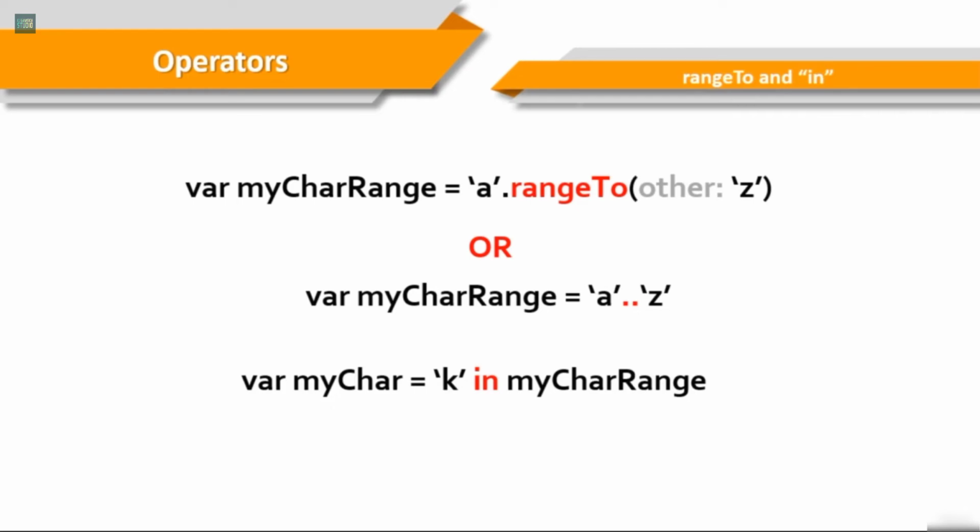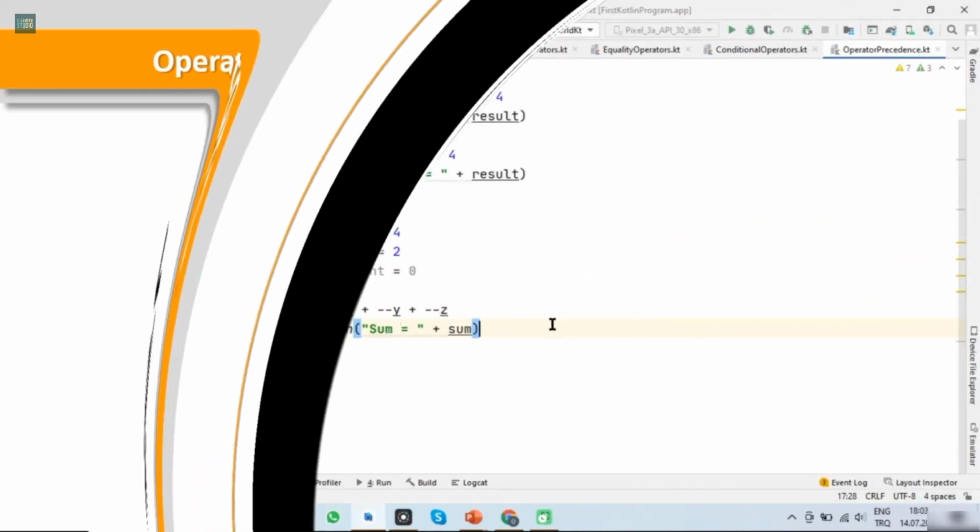All right. Okay, so let's find out if the letter K is in this range just by using the in operator. If the letter K exists in this range, the variable myChar is true. If not, it'll be false. All right, so that's the quick and dirty of the range to operation. So let's just move on to Android Studio and you'll see how to use it in practice.